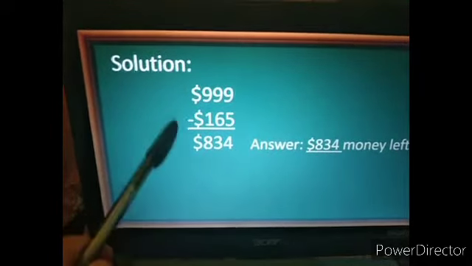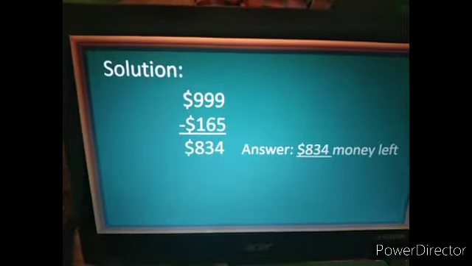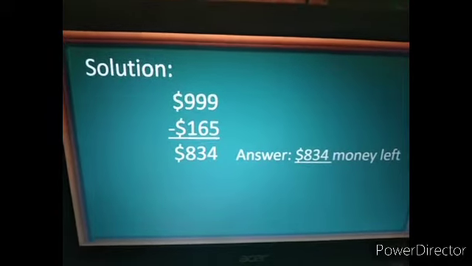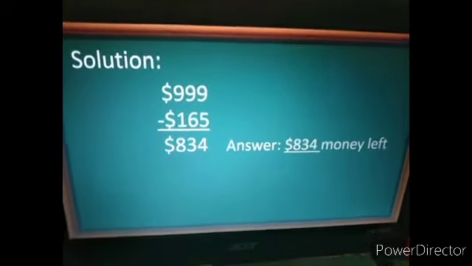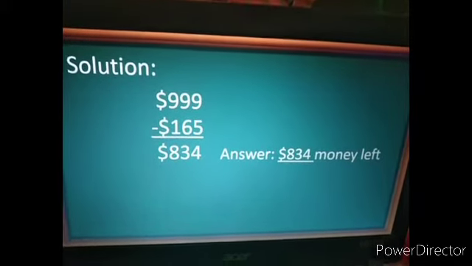So 9 minus 5 is equal to 4. 9 minus 6 is equal to 3, and 9 minus 1 is equal to 8. So we have $834 money left, the answer, okay? So let's proceed to letter B.